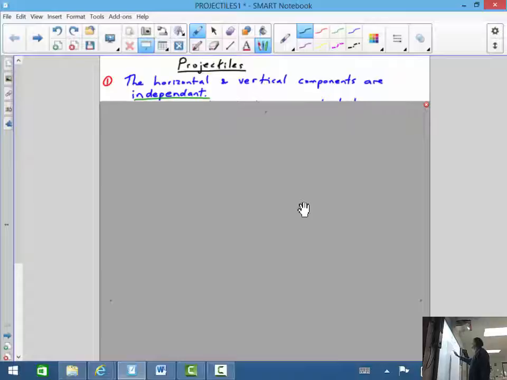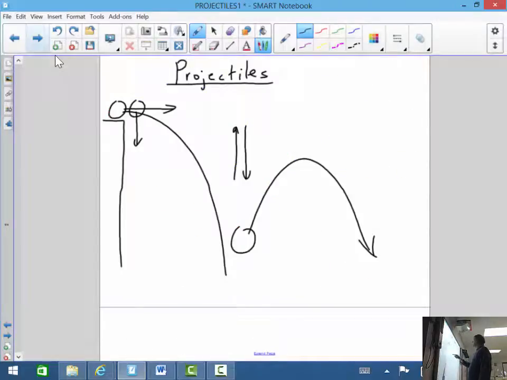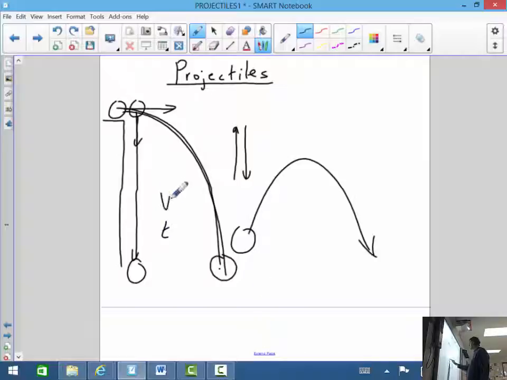First of all, it turns out that the horizontal and the vertical components are independent of each other. So in other words, no matter how fast the ball is shot sideways, it would still fall to the ground at the same rate. So I would expect this ball that's been moving sideways and landing to hit the ground at the same time as the ball that's been dropped straight down. Because the vertical component, the fact that it gets faster and how long it takes to get to the ground, is not affected by the horizontal speed or horizontal velocity.